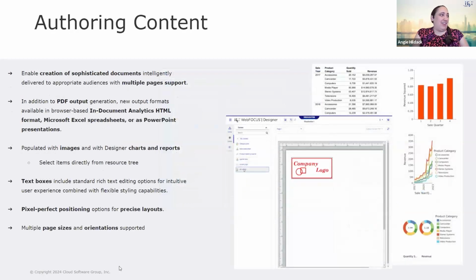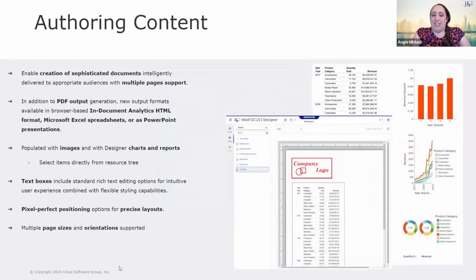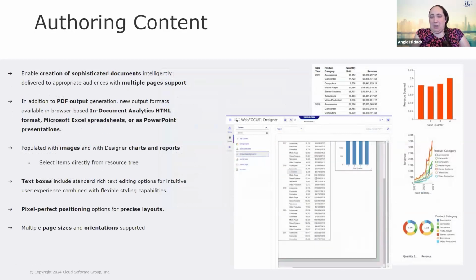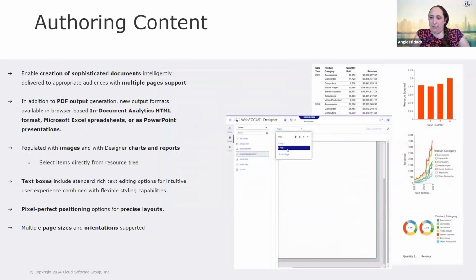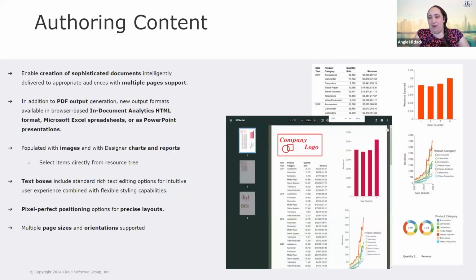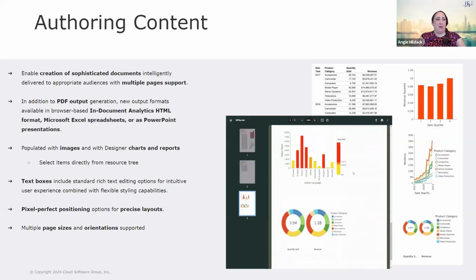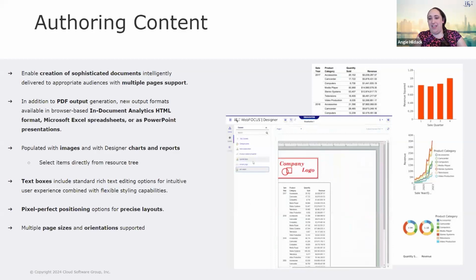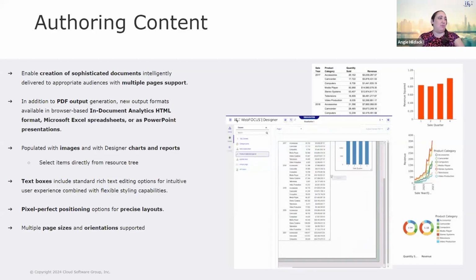Switching over to authoring content, our compound documents or the composed documents. So these are formats like PDF or PowerPoint, and Excel is sort of in preview right now with 9.3, is being able to put multiple pieces of content into that document. Animation here of being able to put images, charts, text as well into these documents, position them however you want, whatever size you want, whichever layouts you want, and then have that come out in the output.